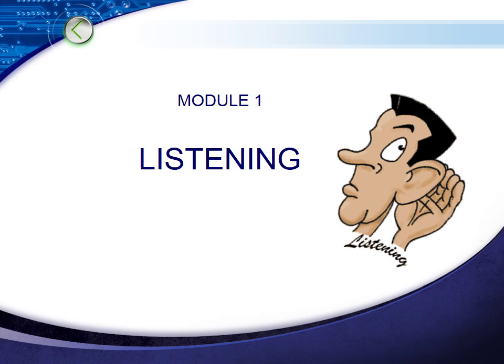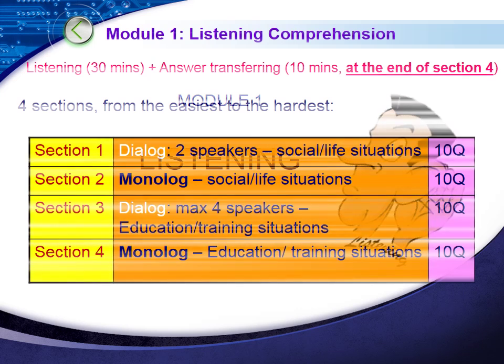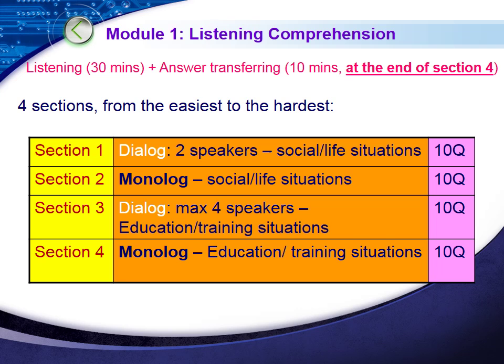Let's take a look at the listening test. Okay, you may know that there are 40 questions in total in the listening test, and they are divided in 4 sections. In Section 1 and Section 3, you will listen to a dialogue. In Section 1, there are 2 speakers talking about a social or life situation, but in Section 3, there may be up to 4 speakers.